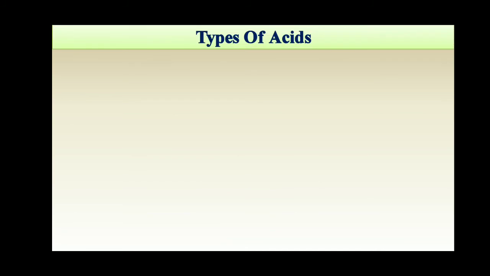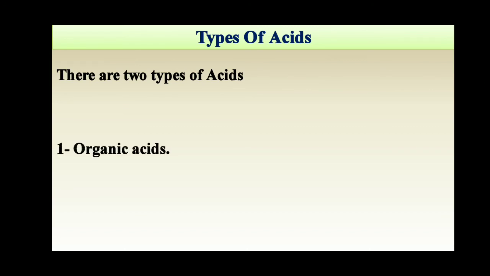Okay, now types of acids. I have taken this topic additionally; it is not classified in your textbook, but for your knowledge I have taken it. It is given but in mixed form, not categorized in your textbook. So first, there are two types of acids. Number one, organic acids. Number two, inorganic or mineral acids. What is meant by organic and what is meant by inorganic? Let me explain one by one.